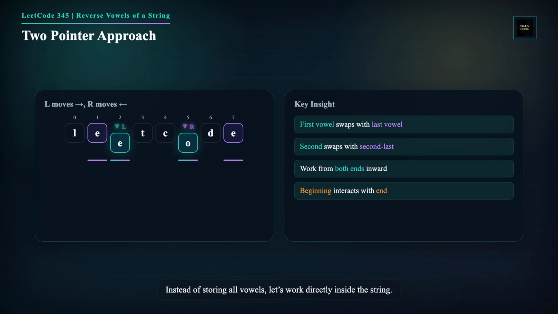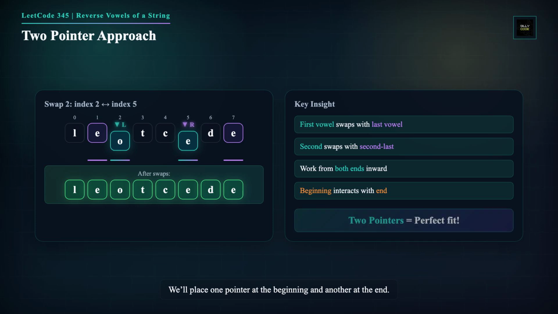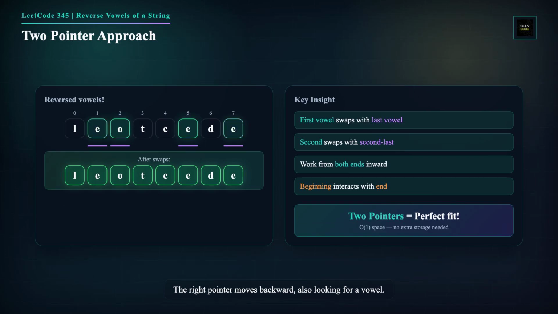Instead of storing all vowels, let's work directly inside the string. We'll place one pointer at the beginning, and another at the end. The left pointer moves forward, looking for a vowel. The right pointer moves backward, also looking for a vowel. Once both pointers land on vowels, we swap them. Then move both pointers inward, and continue the process. This way, the vowels get reversed automatically. And we don't need any extra storage. That's the key idea. Now let's see how we implement it.